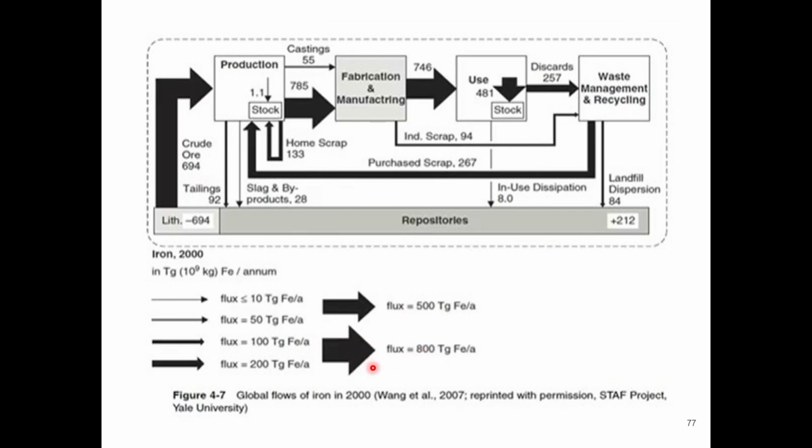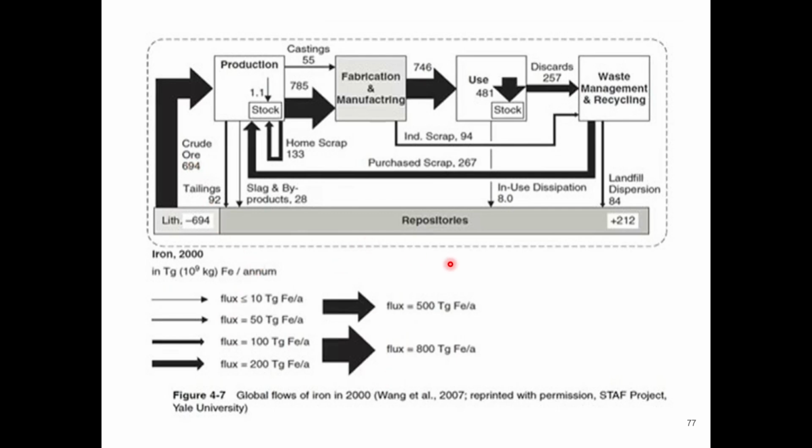So the bigger the arrow size, the greater the amount of iron flowing. Here it is 800 trillion grams of iron per annum. Trillion is 10 to the power 12 in terms of grams. If you convert to kg, it is 10 to the power 9. So this is the amount of iron flowing per annum, that is annually.